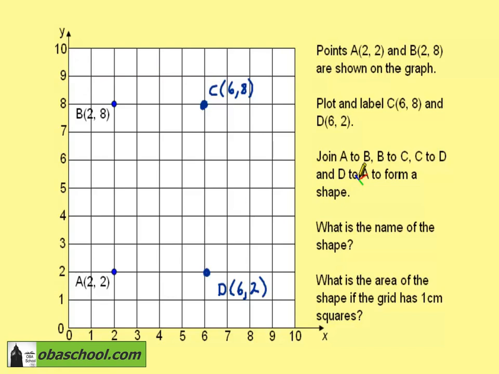We now want to join A to B, B to C, C to D, and D to A to form a shape. Join A to B, B to C, C to D, and D to A. What shape have we formed?